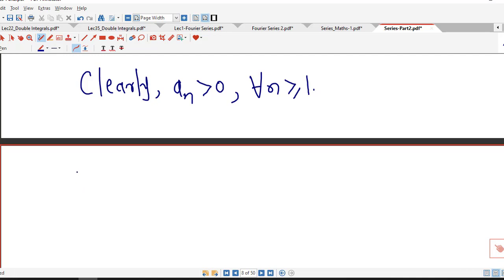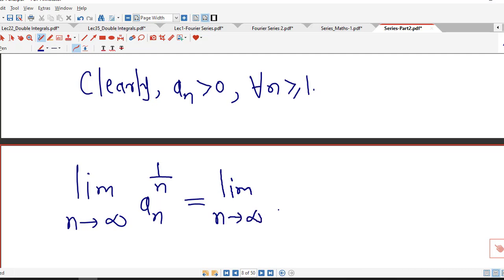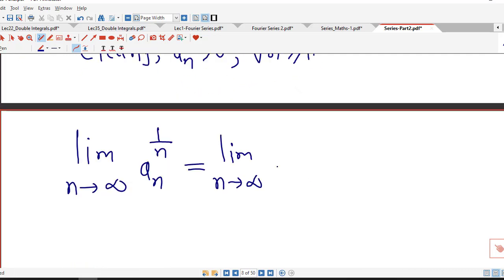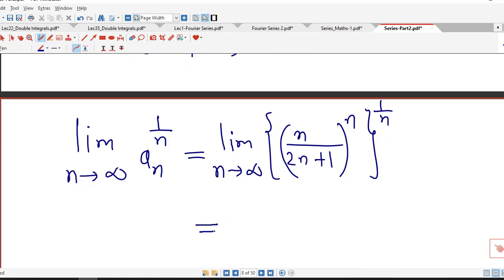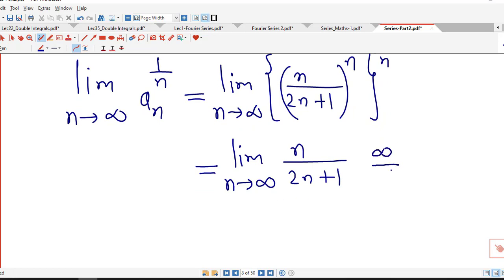Now to apply root test, we will consider the limit of 1 by n power of nth term, or we consider nth root of nth term. The nth term is n divided by 2n plus 1 raised to n, and we are considering 1 by nth power of this. So we can see n into 1 by n is 1. So we have limit n tending to infinity of n divided by 2n plus 1. If we put n equal to infinity, it is infinity by infinity indeterminate form. So we can apply L'Hospital rule.